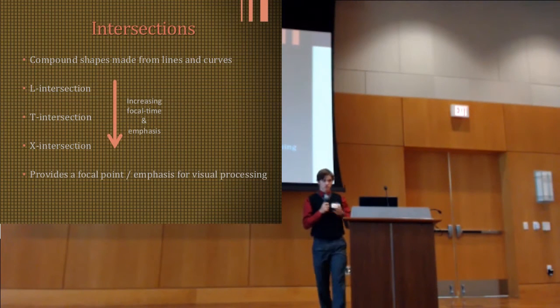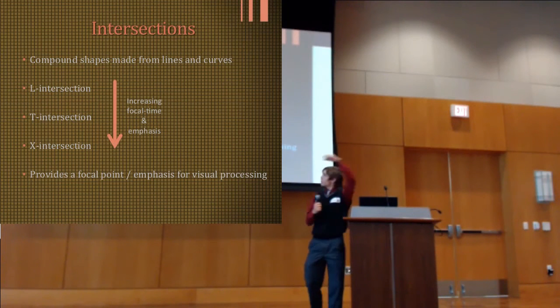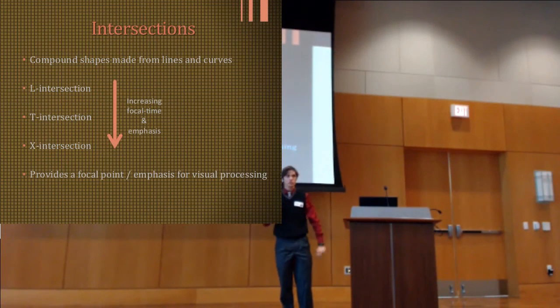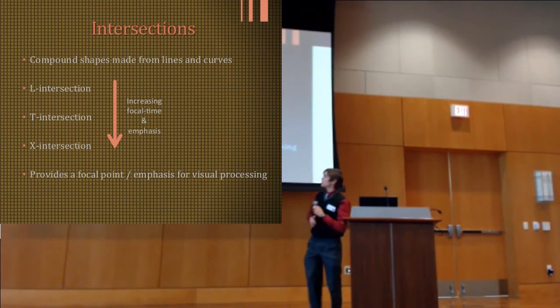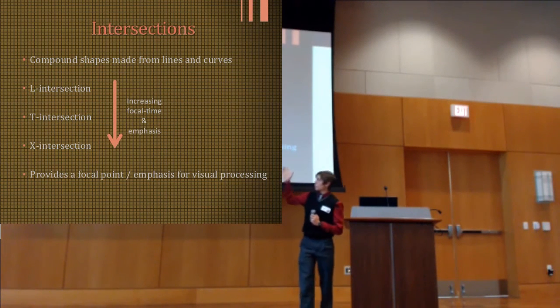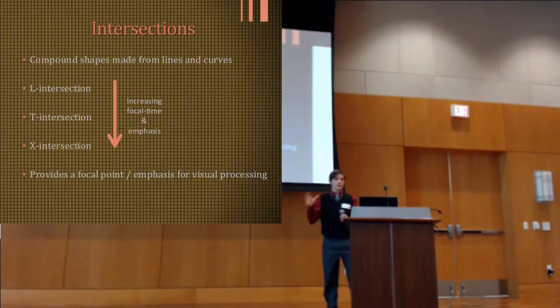But this provides, just like a curve, a focal point or emphasis for visual processing. Along this line, you increase the complexity of the intersection, at least to our first layer of visual processing. So you increase the amount of focal time that your eye spends on it, the amount of emphasis that letter has, and again, you can use this to create more intersections, more curves for letters that correspond to longer phonemes. You can use this to build that emphasis.